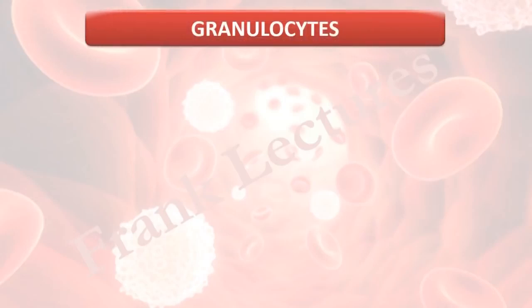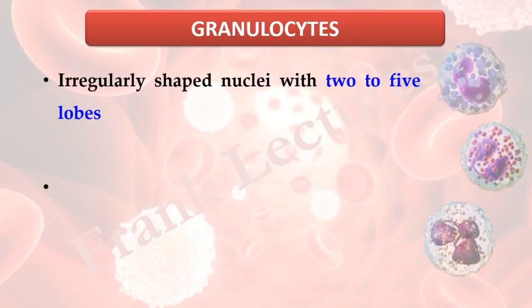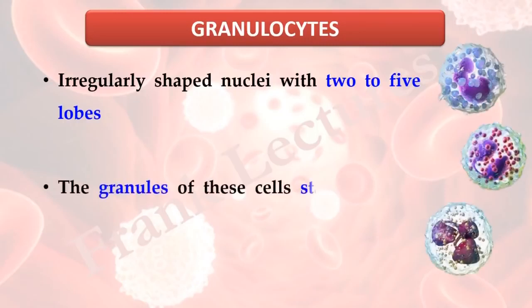Granulocytes. A characteristic feature of granulocytes is their nuclei. Granulocytes have irregularly shaped nuclei with 2 to 5 lobes. This is clearly visible in these images. Another characteristic is that the granules of these cells stain different colors, and this depends upon the type of granulocyte and the dye which is used for staining.